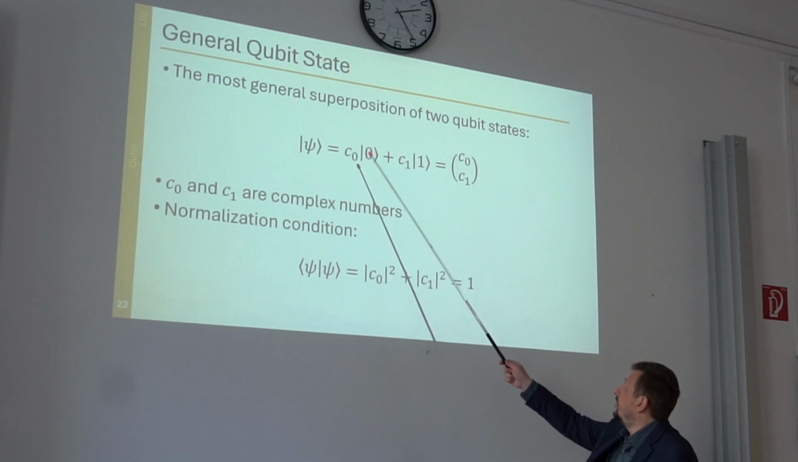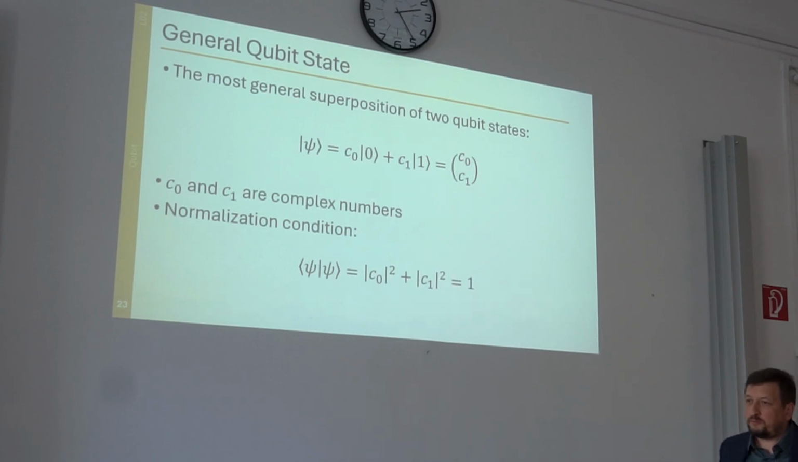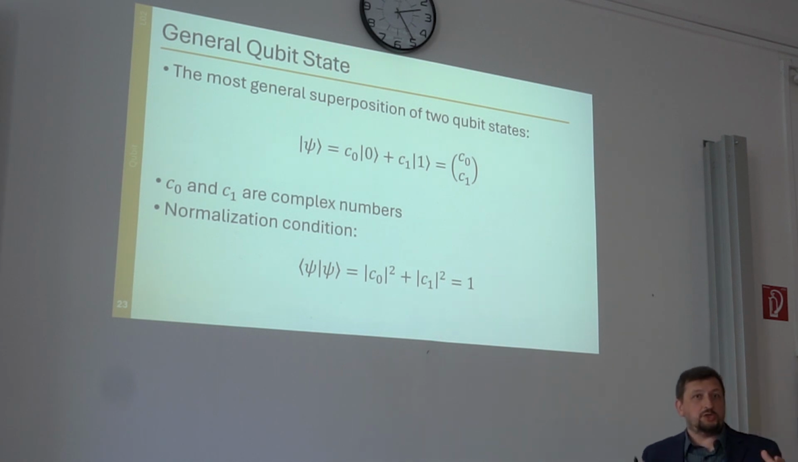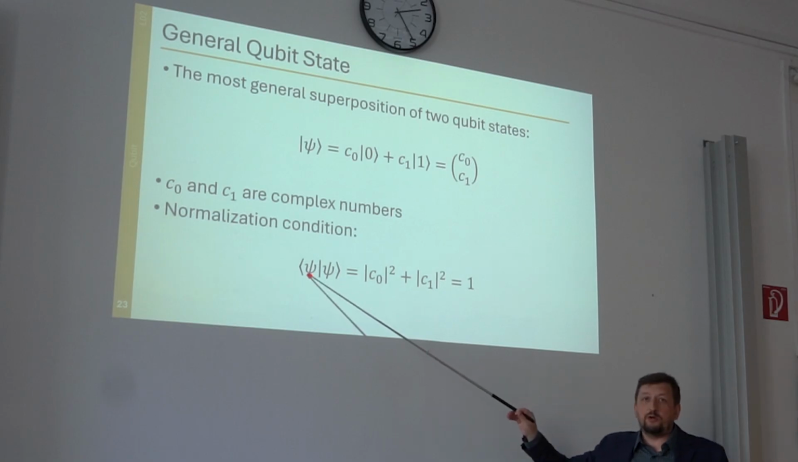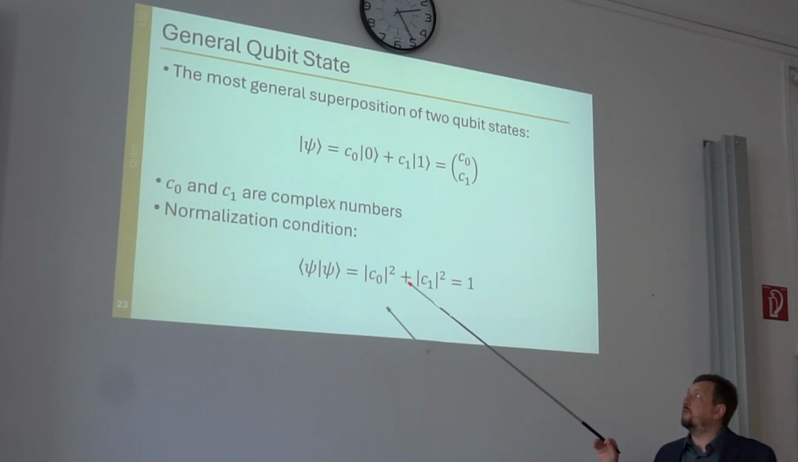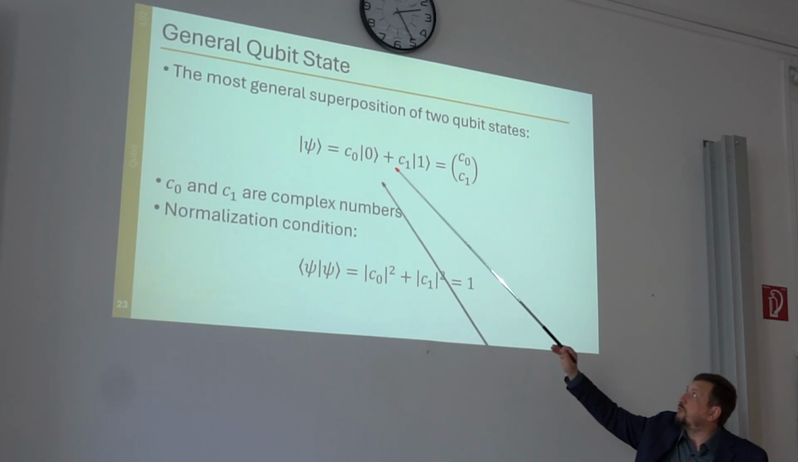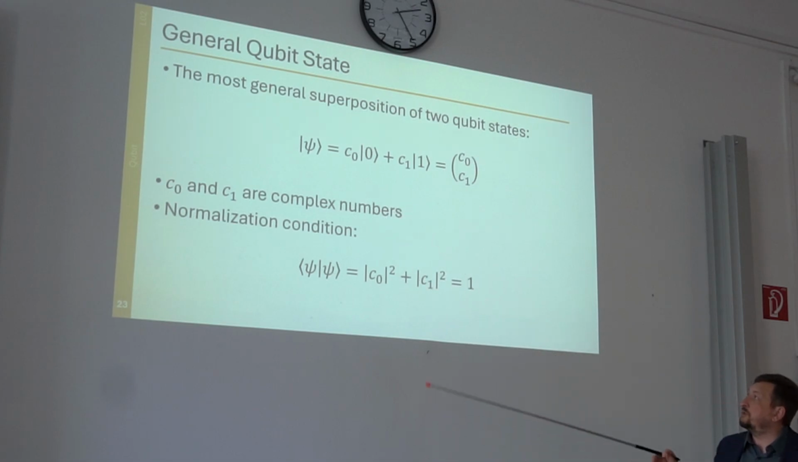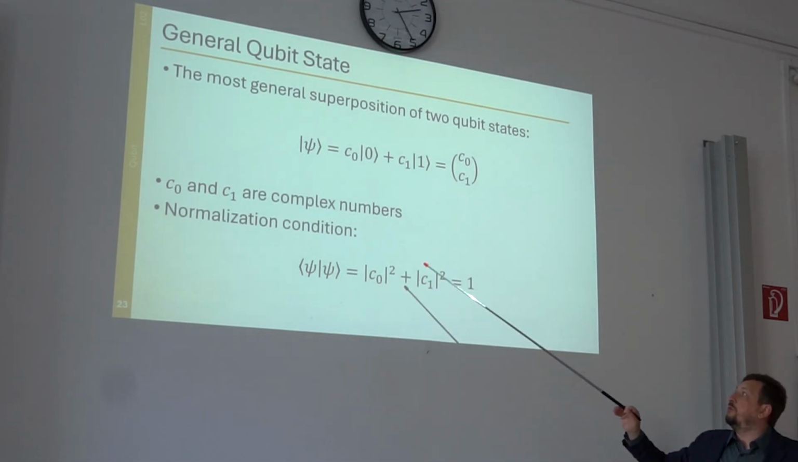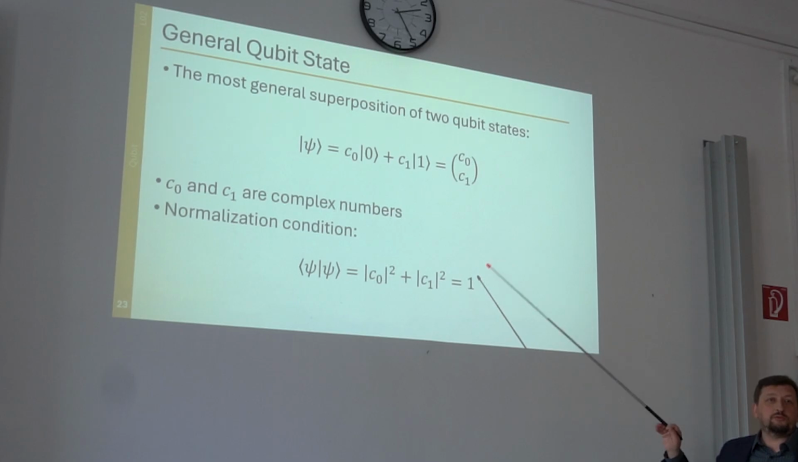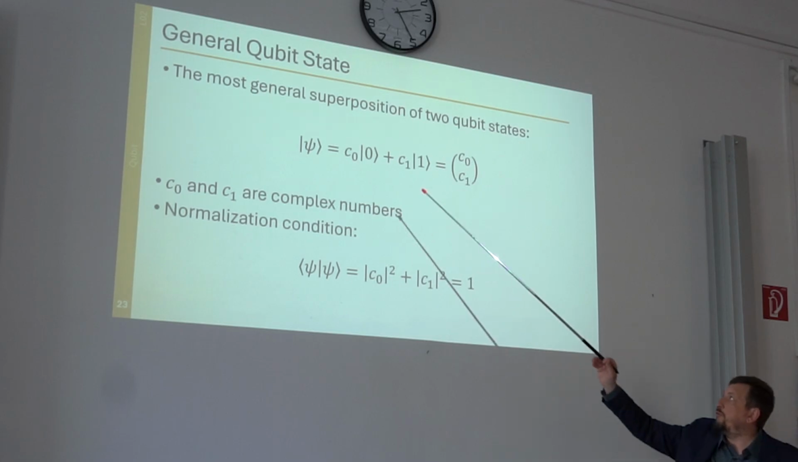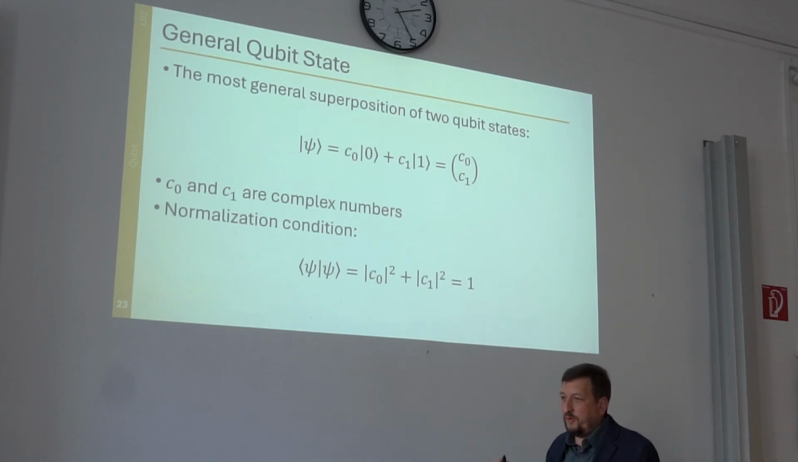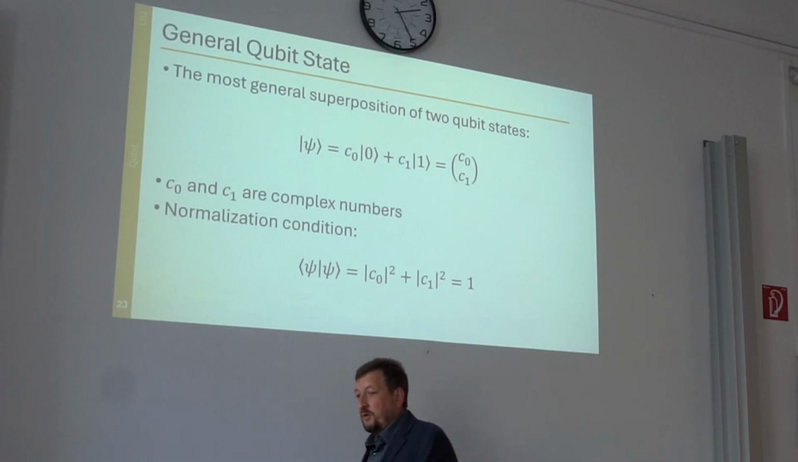Okay, so these two numbers are complex. And now this state, to represent a physical state, we still have the normalization condition. The length of this state should be equal to 1. So the scalar product of the state with itself must be equal to 1. Or in terms of these coefficients C0 and C1, we have the modulus of C0 squared plus the modulus of C1 squared equals 1. So the sum of all these coefficients' absolute values squared must be equal to 1.